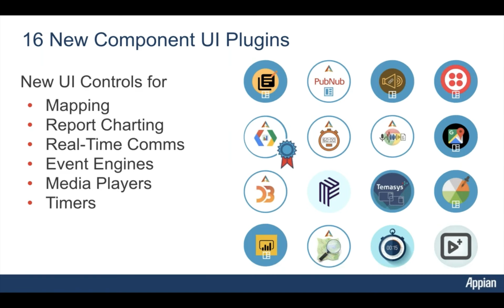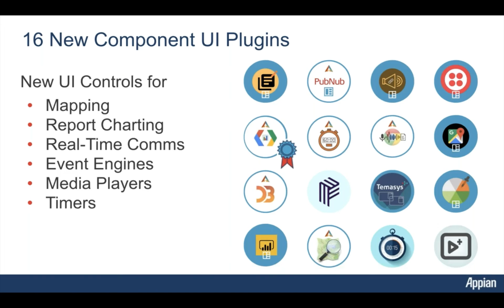So these 16 new UI components allow you to do detailed mapping using Google Maps or OSM Maps, report charting using Power BI or Google Charts, real-time communications using Timesys or Twilio, event engines using PubNub or Event Pusher, media players for advanced audio playback as well as advanced video playback, real-time speech to text, and timer controls as well.